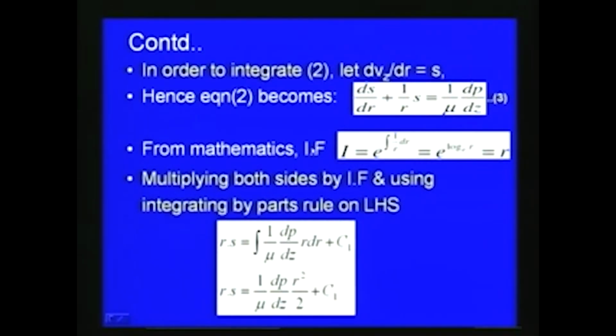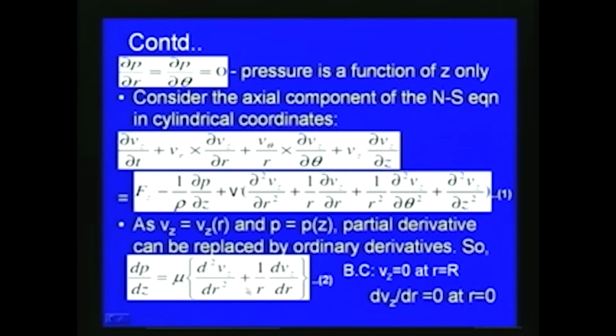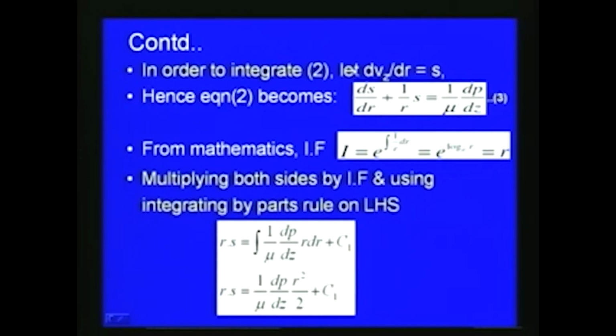Now for the simplified problem we will try to find an exact solution with respect to the various conditions. Our aim is to find the velocity. In order to find it, we will integrate equation number 2. Let us assume dVz/dr is equal to s. Then we can write equation number 2 in terms of s as ds/dr plus 1/r into s is equal to 1/mu dp/dz, equation number 3.